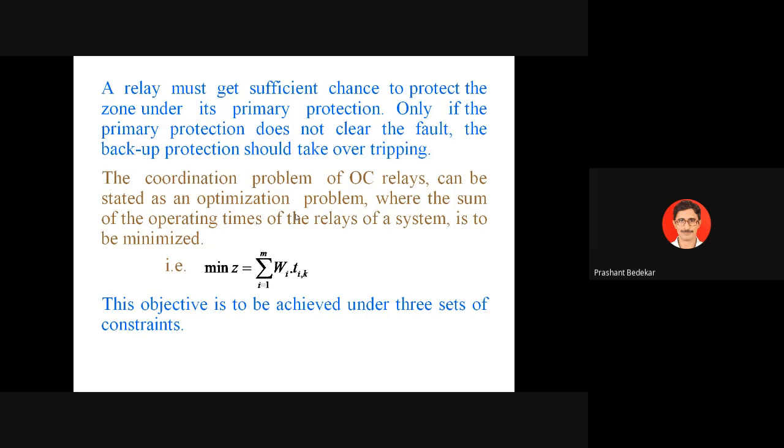As at present, I am considering that time multiplier setting of overcurrent relay is the only setting, that is the only variable. I have to find only the optimum value of time multiplier setting so as to minimize the total operating time of relays of a system. Then there are three constraint sets. If I consider that I want to find optimum value of time multiplier setting as well as optimum value of plug setting, both, then there will be 5 sets of constraints and the problem will be non-linear.